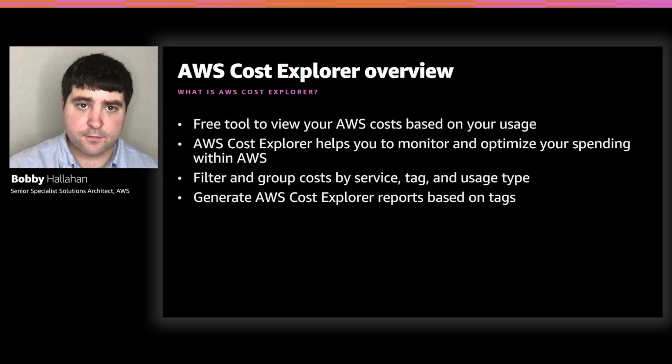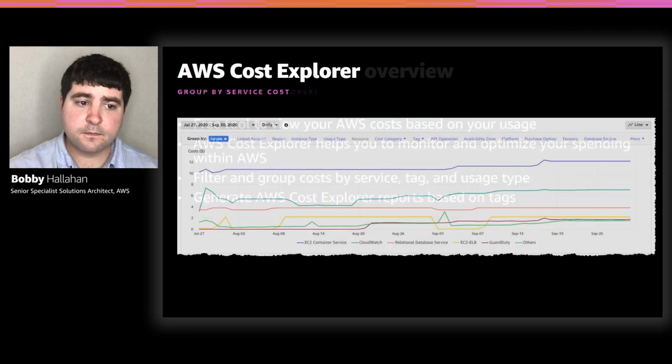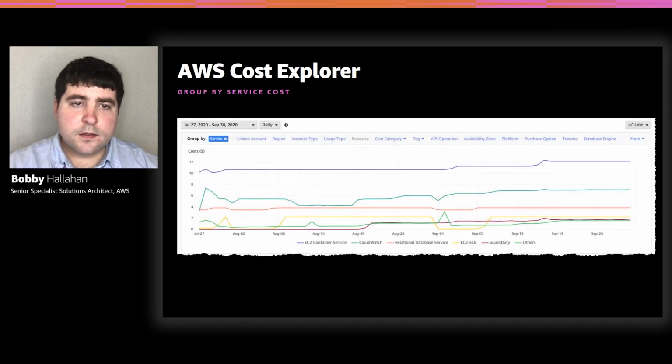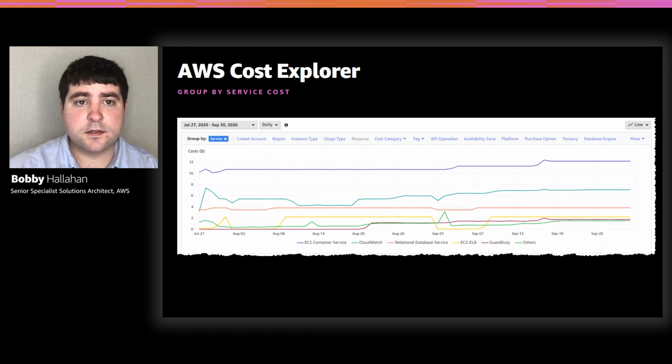So let's take a look at a few examples of the Cost Explorer in action. So here we can see an example of the Cost Explorer. We have a time range of approximately 2 months and a daily granularity. We're grouping our costs by service, and we can see here our highest cost driving service is the EC2 container service. This is also known as ECS. So this is one way where we can use the Cost Explorer to dive in to see, for a high spending account, what service is driving the highest cost for us.